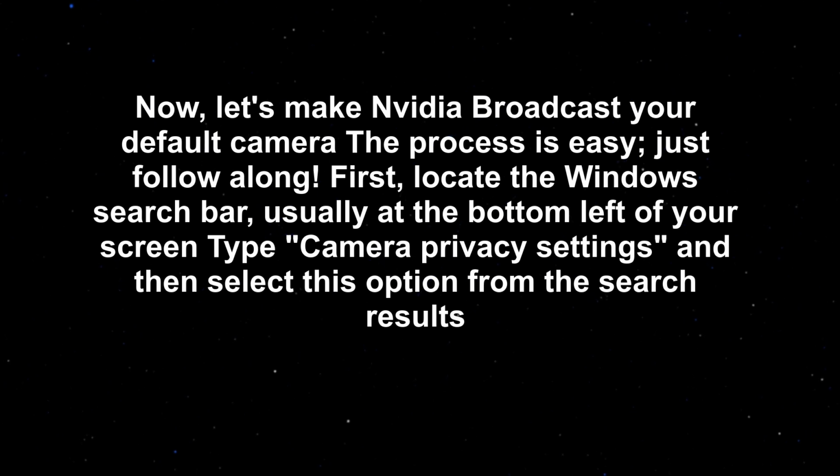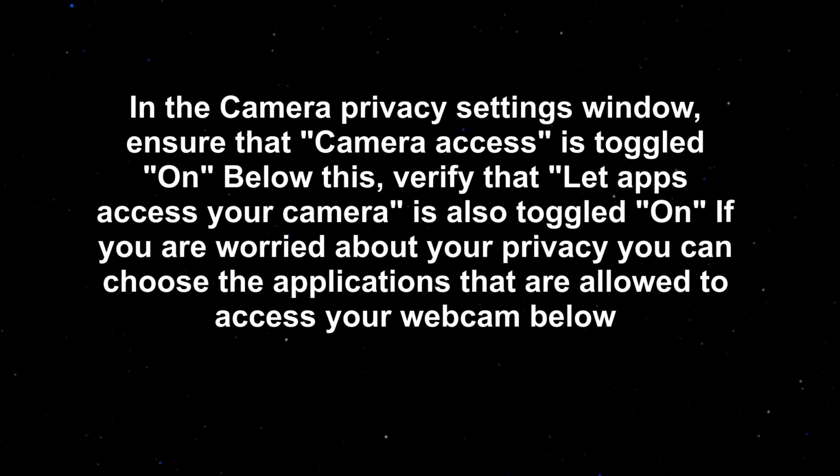First, locate the Windows search bar, usually at the bottom left of your screen. Type Camera Privacy Settings and then select this option from the search results. In the Camera Privacy Settings window, ensure the camera access is toggled on. Below this, verify that Let Apps Access Your Camera is also toggled on. If you are worried about your privacy, you can choose the applications that are allowed to access your webcam below.